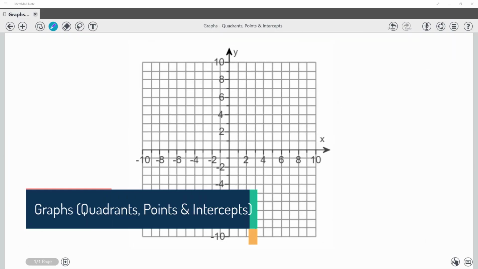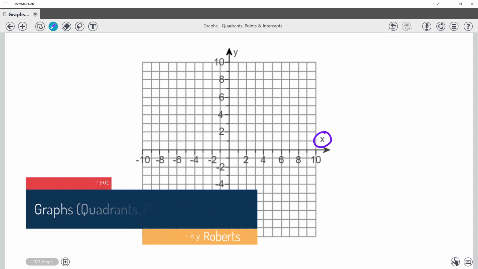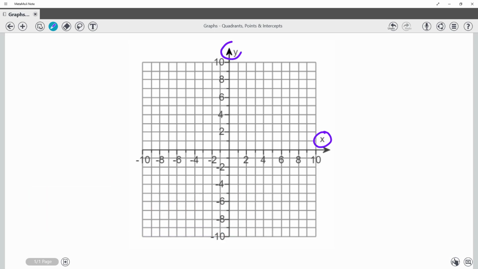Okay, looking at a Cartesian coordinate system, this graph, we can see that our x is the horizontal axis and the y is the vertical axis. Each square in here is called a quadrant. So quadrant 1, quadrant 2, quadrant 3, and quadrant 4.